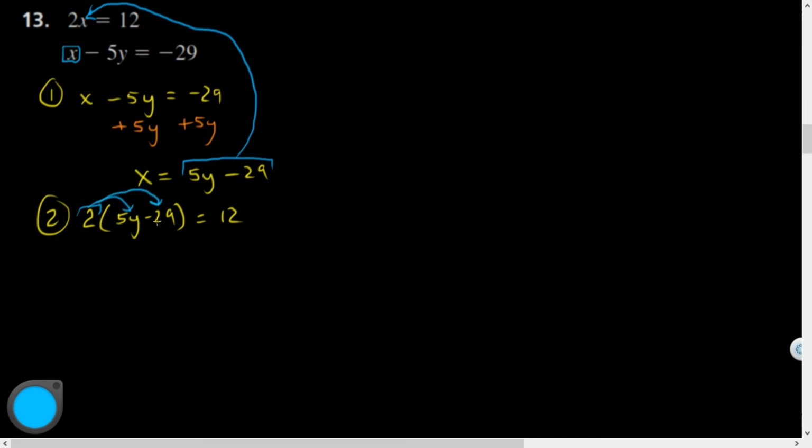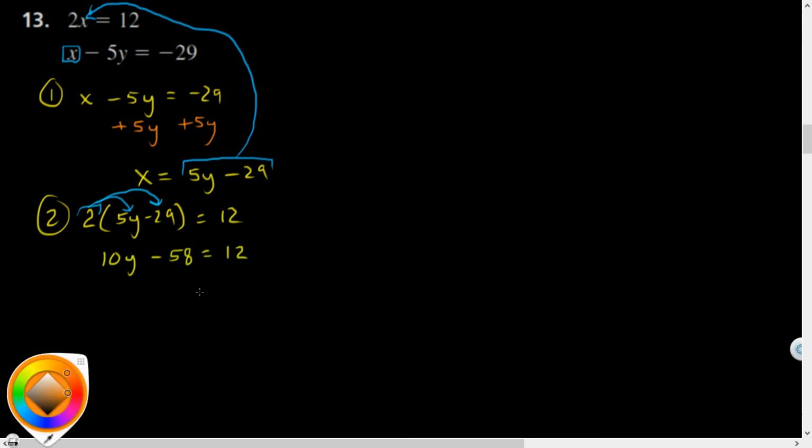Let's see. Those of you who solved it the other way, are you thinking you're going to get the same answer as me? 10y minus, let's see, double 29. Double 30 would have been 60, so 58, I believe. Oh, I'm feeling that. Yeah, we're getting there.